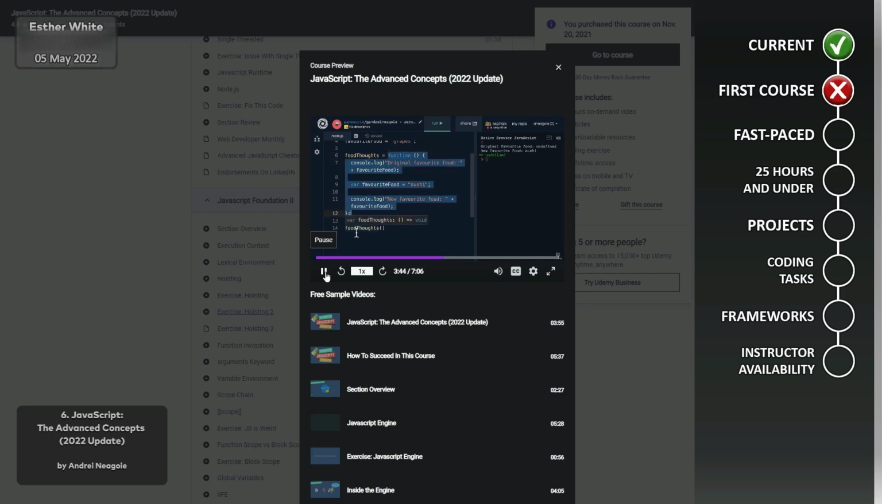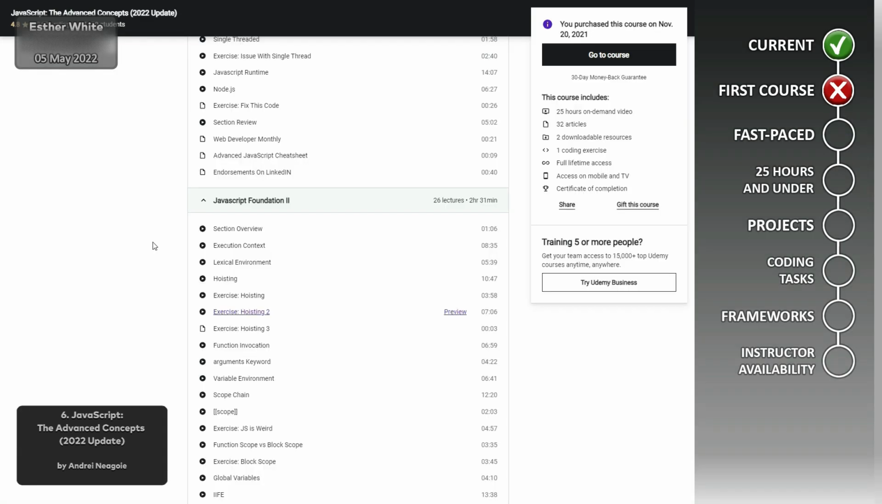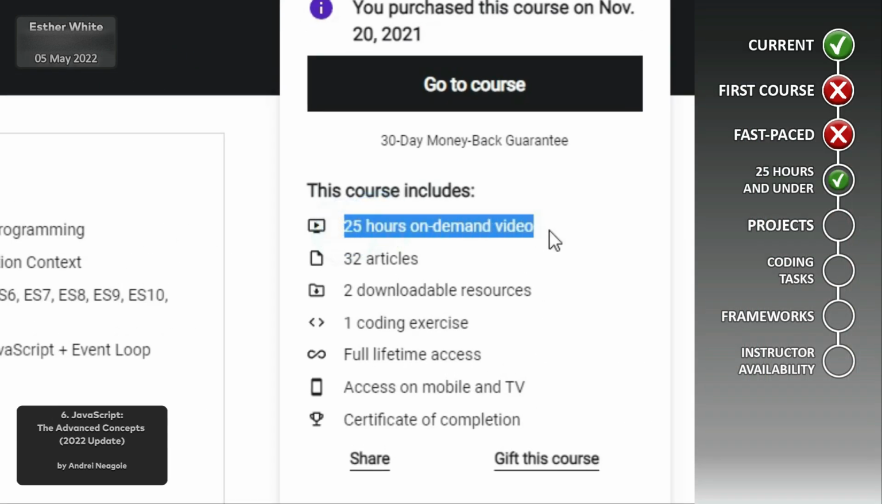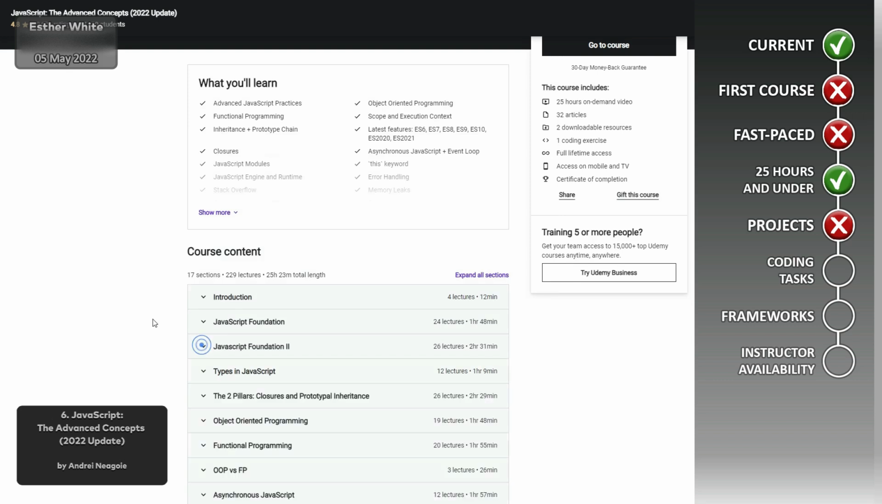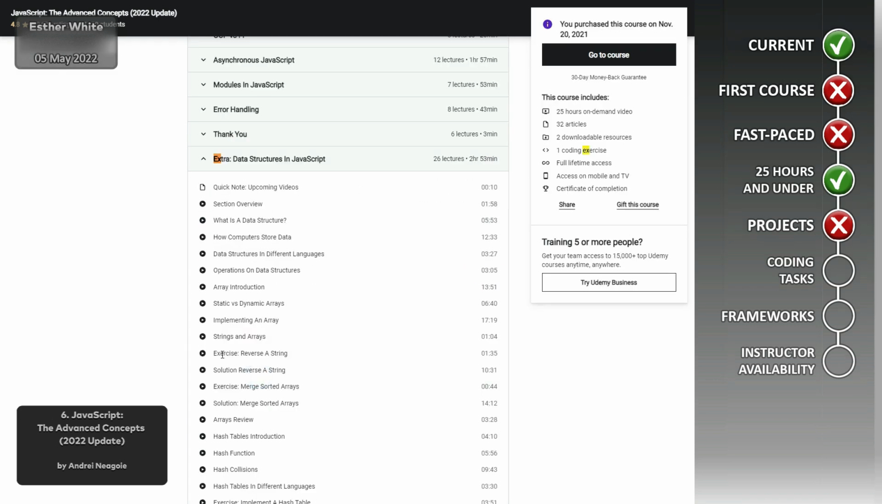And then on line 14, the pace is moderate. Again, I wouldn't consider this to be a faster pace. The course is 25 hours of video. There aren't any projects included in the course, but there is guided practice in the form of exercises.